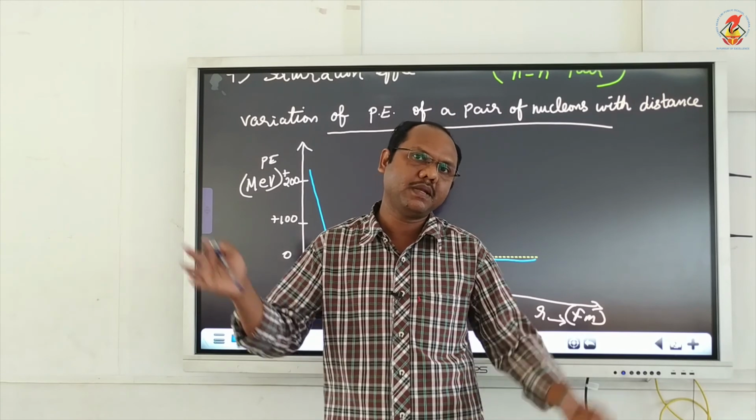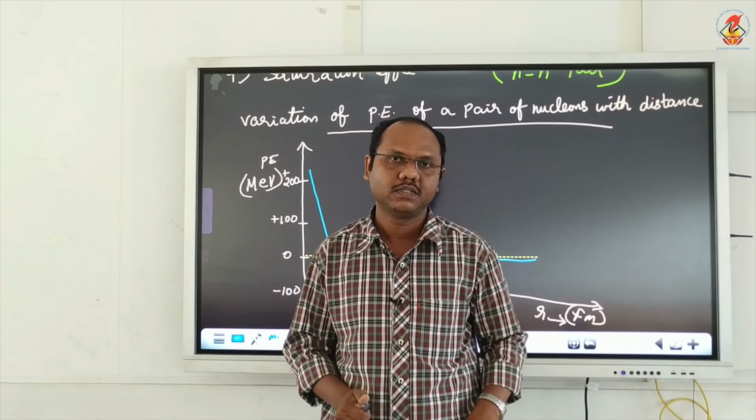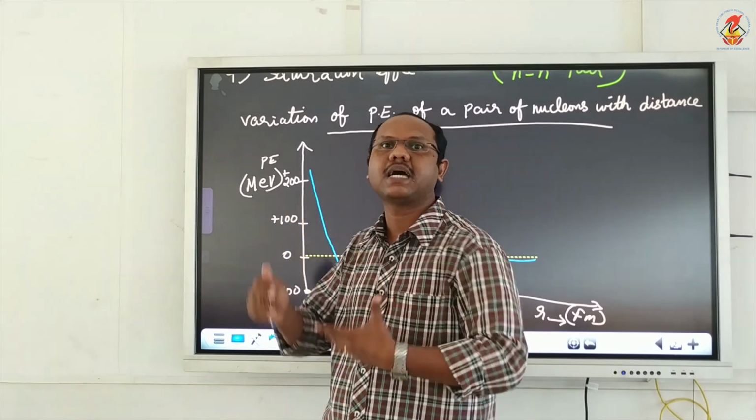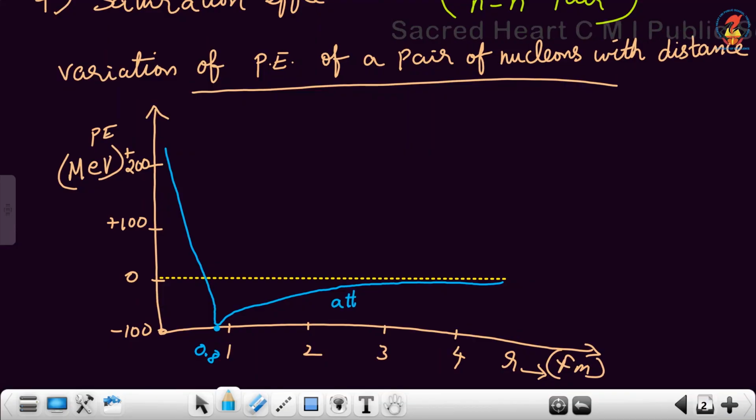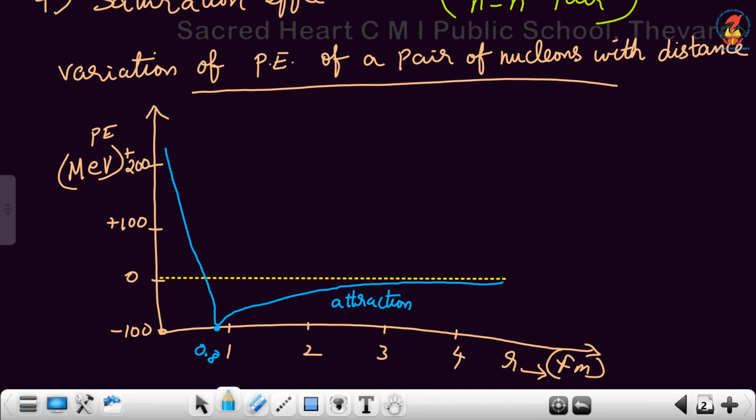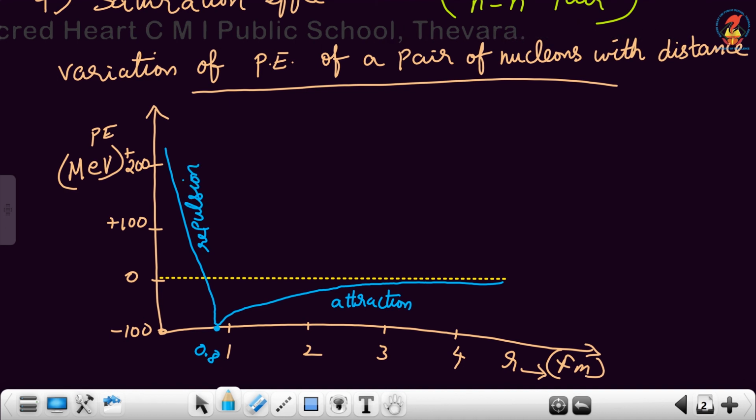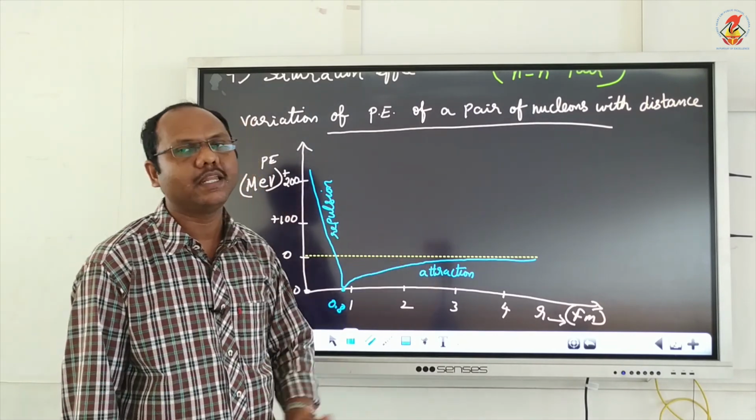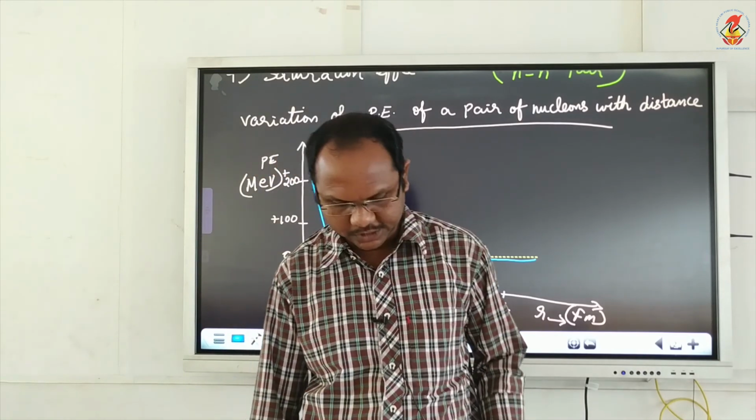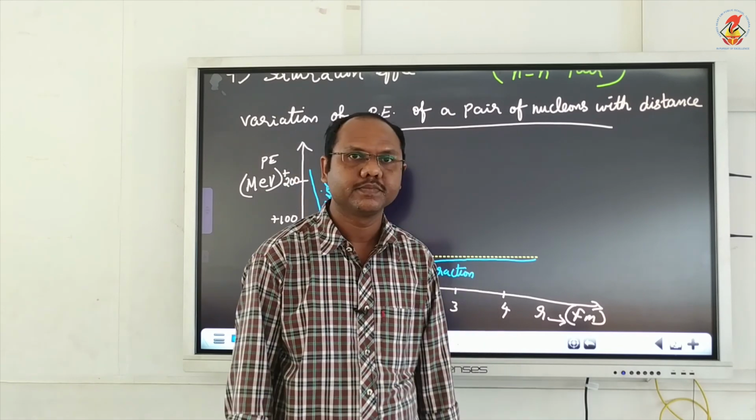Otherwise, just think what will happen, they will come closer, and finally they will collide and the nucleus will be destroyed. That is why the nuclear force is designed like this. So, this shows the force of attraction, and this shows the force of repulsion. The positive potential energy shows the force of repulsion, and the negative potential energy shows the force of attraction. So, that's all about the nuclear force. Thank you.